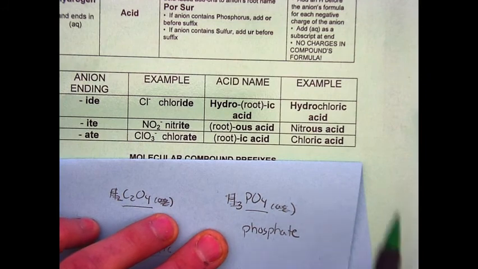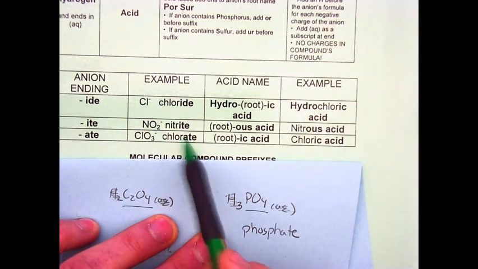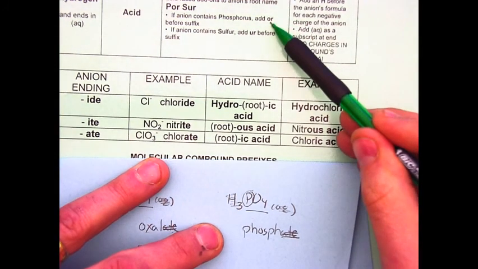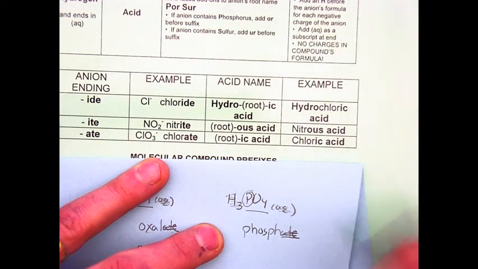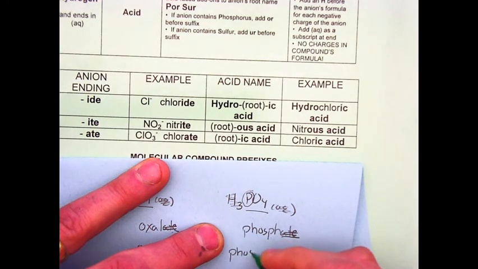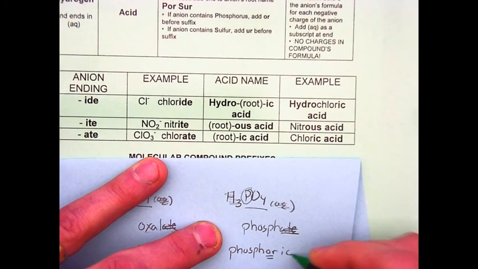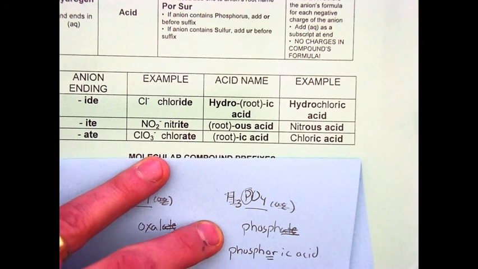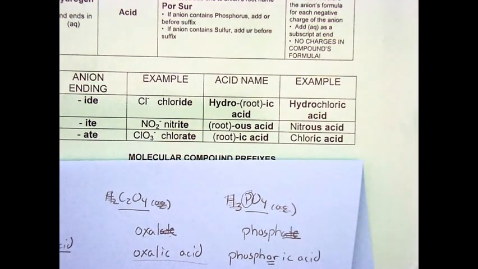Now, since this ends in ate, normally we would simply take off the ate and add ic acid. But because it contains the element phosphorus, we have to add an OR before we add the ic. So we have phos, we add the additional OR, and then we have ic acid. So it becomes, instead of phosphic acid, phosphoric acid. And that is how you name acids. Thank you.